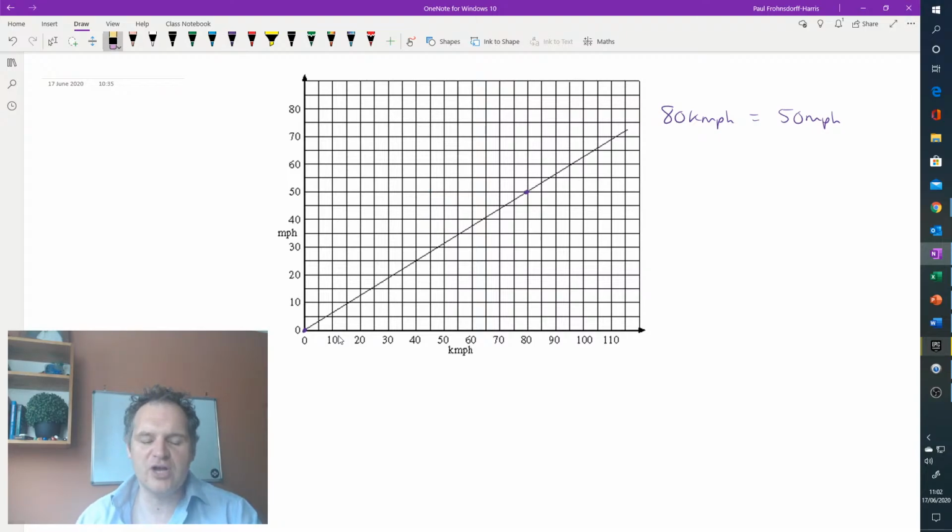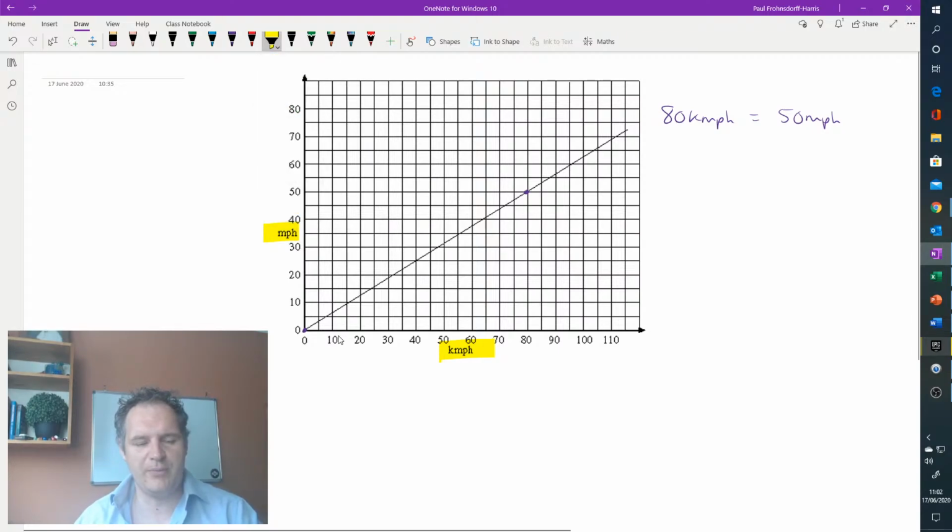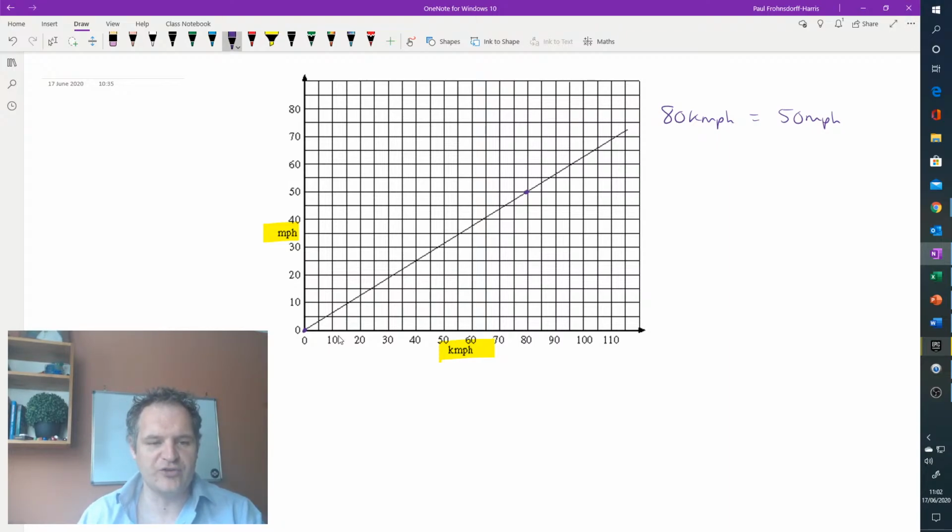Now, how do conversion graphs work? You will have a thing along the bottom and a thing up the side, which will tell you what you're converting. So this one is converting kilometers per hour to miles per hour, or the other way round. What you then need to do, and I'm going to use a nice thin highlighter here to try and help me, when you want to convert, is look at what the question's asking you. So for example, I want to know what 60 miles per hour is in kilometers per hour.